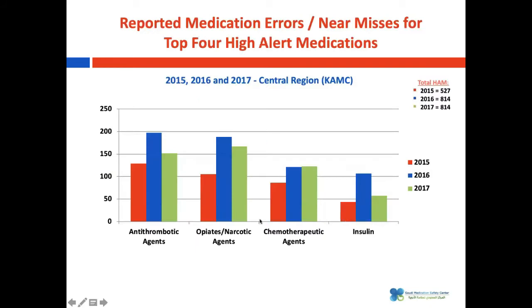Let's go to our National Guard statistics. As I told you, these are all dated. We have the new statistics for 2019 and 2018, but they are not far from these statistics. As you can see, the highest for the three years are anti-thrombotic agents like warfarin, heparin, opiate narcotics like morphine, fentanyl, chemotherapy agents.